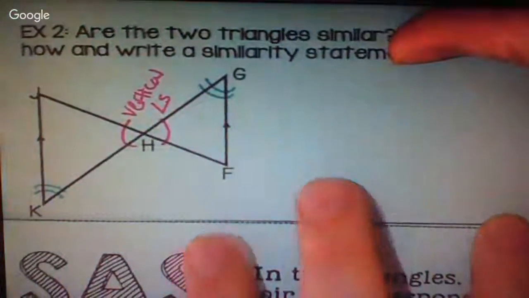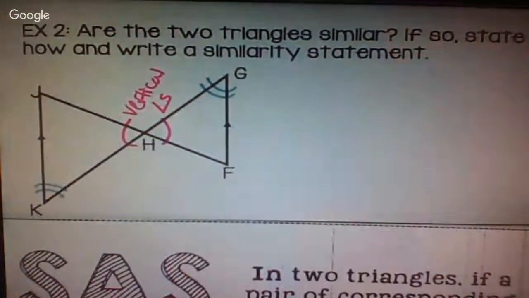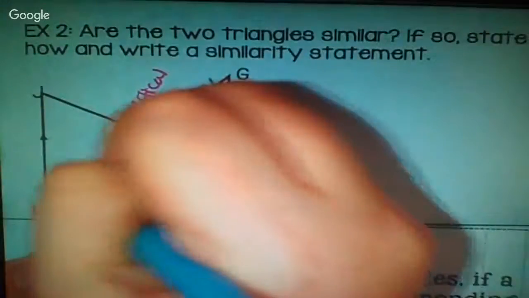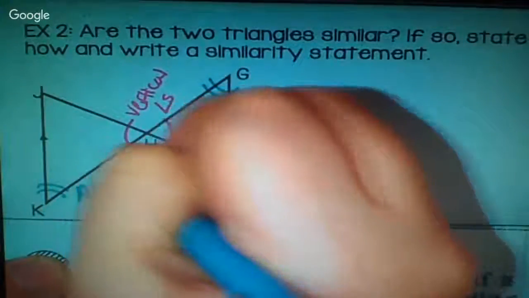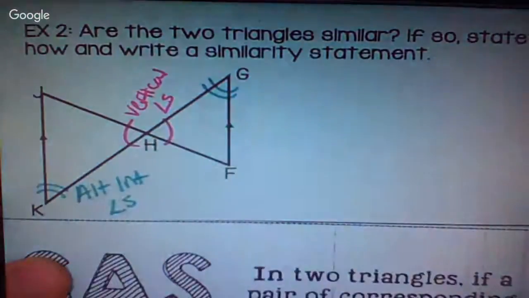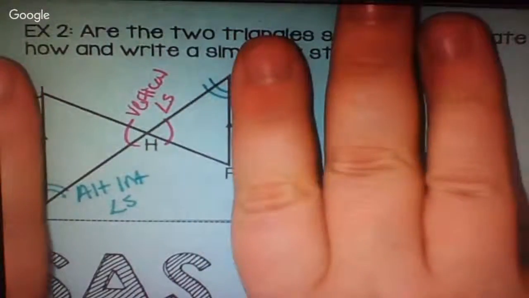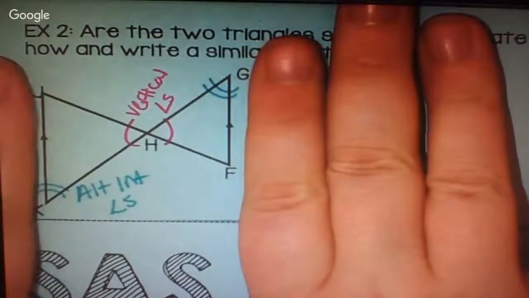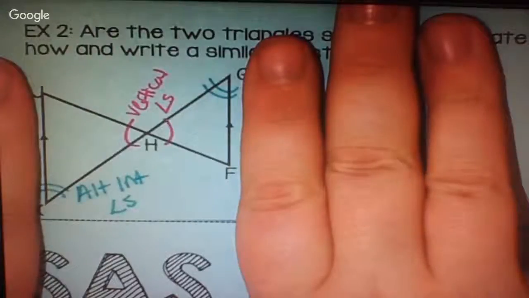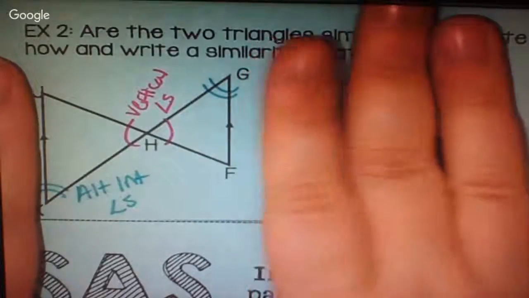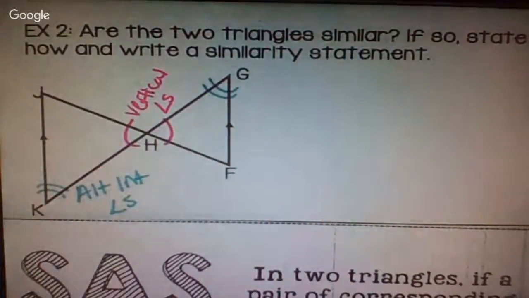Why can I mark those? Because they're alternate interior angles. And these are alternate interior angles. Here's your parallel lines, so they're inside the parallel lines. One's on top of your transversal, one's on the bottom. So they're alternate interior angles, which means that they are congruent. The two that I marked, these blue ones.